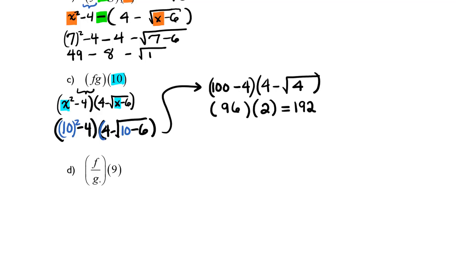Notice in part D, we are asked to find f divided by g of 9. Again, I'm substituting 9 in wherever there was an x. I'll rewrite this as f of x over g of x. F of x was x squared minus 4, and g of x was 4 minus the square root of x minus 6. We need to find f over g of 9. So in place of the x's, I will be putting 9's.